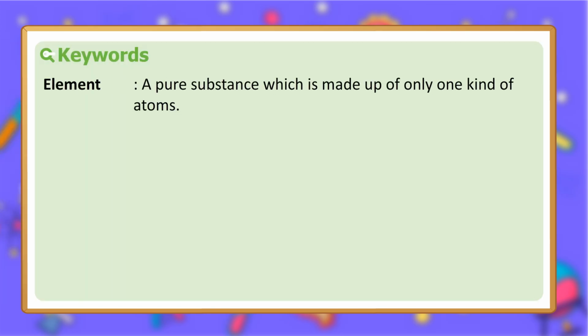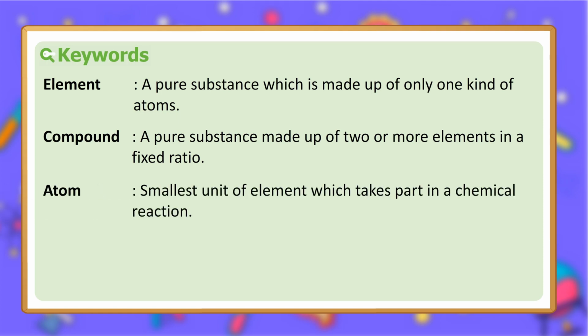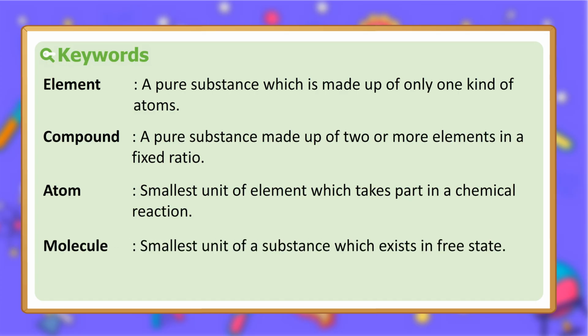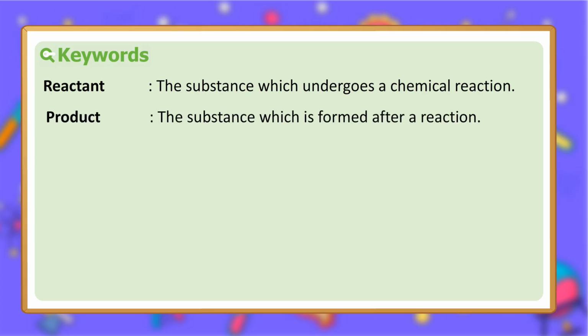Keywords. Element: a pure substance which is made up of only one kind of atoms. Compound: a pure substance made up of two or more elements in a fixed ratio. Atom: smallest unit of an element which takes part in a chemical reaction. Molecule: smallest unit of a substance which exists in free state. Symbol: symbolic representation of elements. Reactant: the substance which undergoes a chemical reaction.